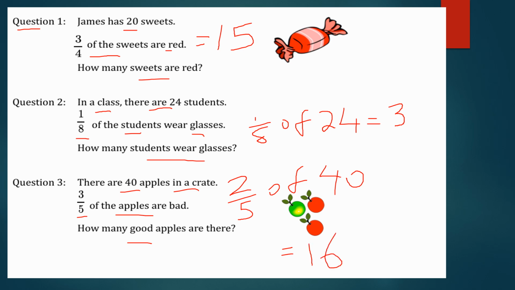Alternatively, you could have worked out 3/5 of 40 and then taken that number away from 40 to get 16. So you would have done 40 divided by 5, which is 8. 8 times 3 would be 24. So you would have done 40 minus 24, which would be 16. That's because the two fractions have to add to make one whole. 3/5 plus 2/5 makes 5/5, which is equal to one whole.